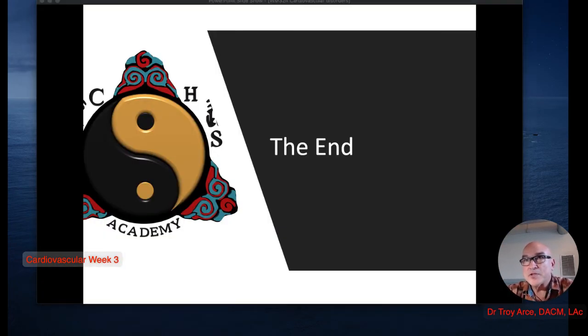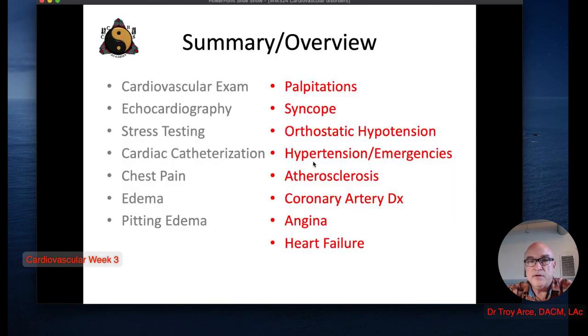Okay, this is where we ended last week, right here at this slide, the end. Let's see what we needed to cover. So this is what we covered the first 2 weeks. We talked about the cardiovascular exam, echocardiography, stress testing, cardiac catheterization, chest pain, edema, pitting edema. And we talked about palpitations last week, syncope, orthostatic hypotension, hypertensive emergencies, atherosclerosis, coronary artery disease, angina, and heart failure.